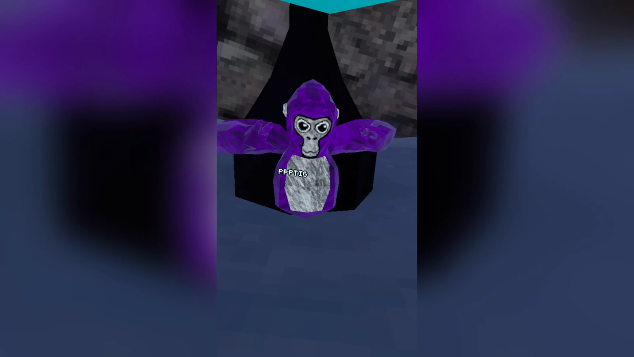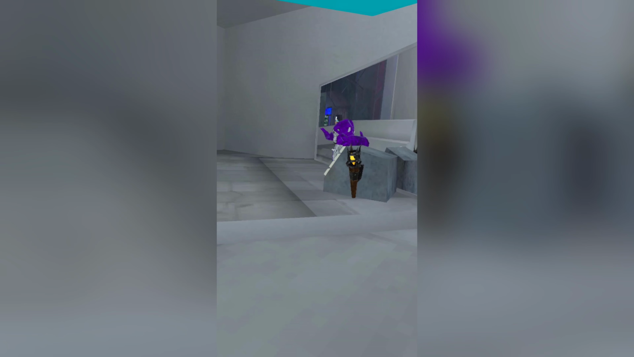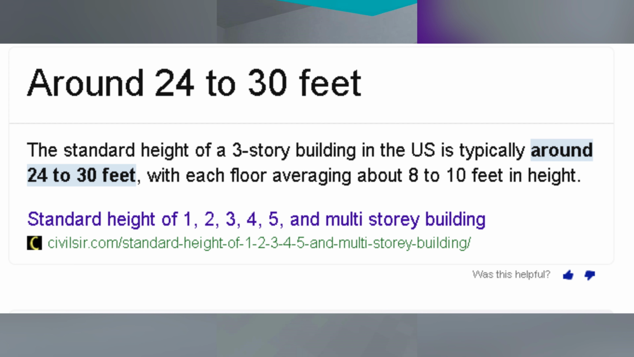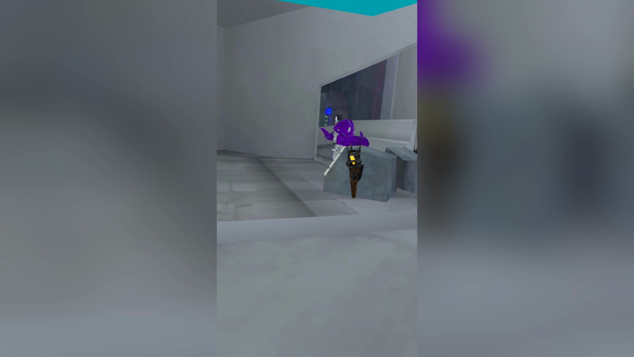Let's get started. First of all, let's start with the hardest one, the mirror. As you can see here, the mirror looks like it's about half the size of one story in the Nice Gorilla store, which we know is where the mirror is. And we know that the Nice Gorilla store is 3 stories tall. So first of all, we need to find the average height of a 3-story building, which according to Google is 24 to 30 feet. So we have to find the average number of feet between 24 and 30.